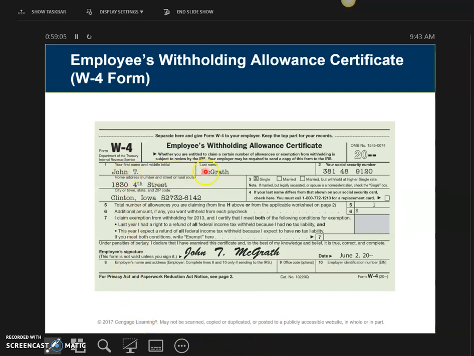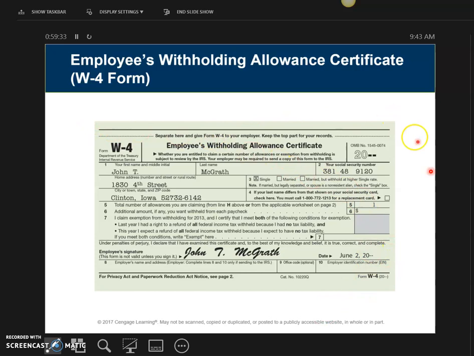But here's an example of a previous year's W-4 form. It's going to ask you important information, your name, your Social Security number. But it's going to ask you, are you single, married, or married filing jointly? I'm sorry, married but withhold at the higher single rate. It's also going to ask how many allowances you're claiming. These allowances allow your employer to know how much to withhold. So you have to be really careful.